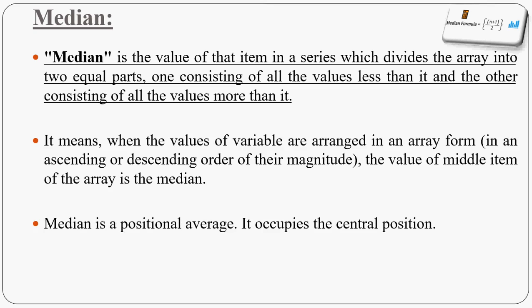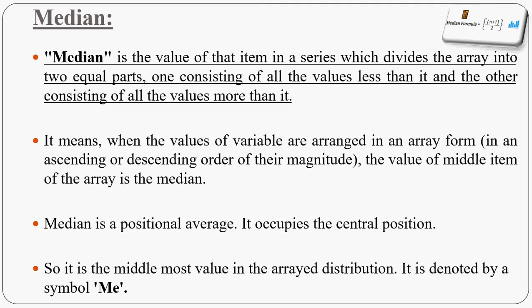Median is a positional average. It occupies the central position. So it is the middlemost value in the arrayed distribution. It is denoted by the symbol ME, as you see.